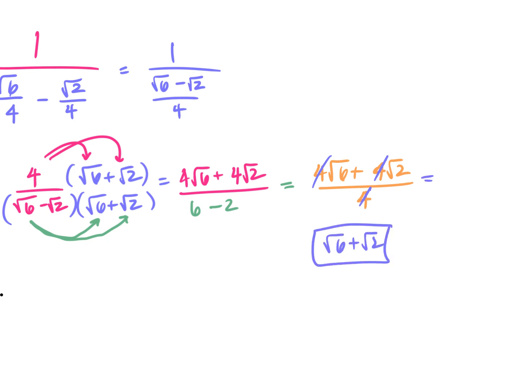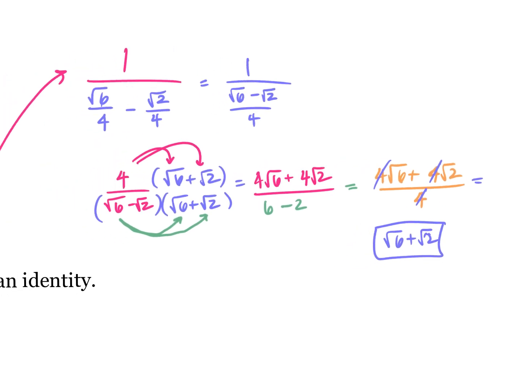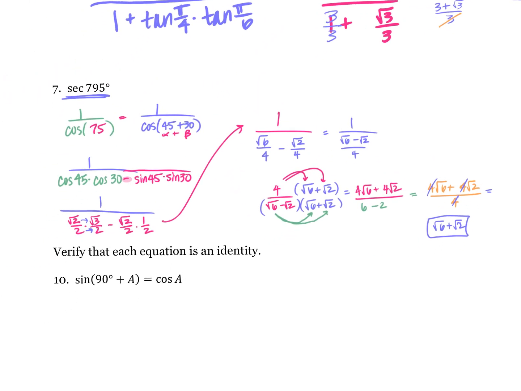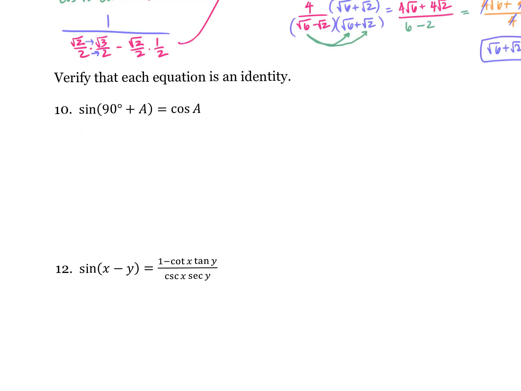Perfect. Now, people might be doubting me, or you're going to doubt yourself on the quiz. I don't blame you. I'm going to change my calculator into degrees. How would I type secant into my calculator? They don't have a button. 1 over the cosine of 795. That's what we started with. Is that the same as root 6 plus root 2? Yep.